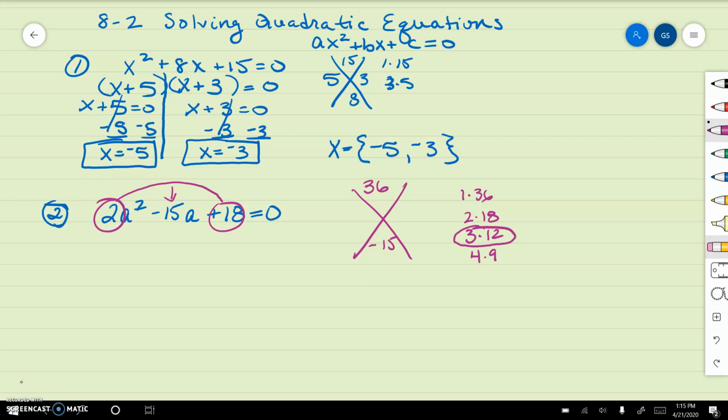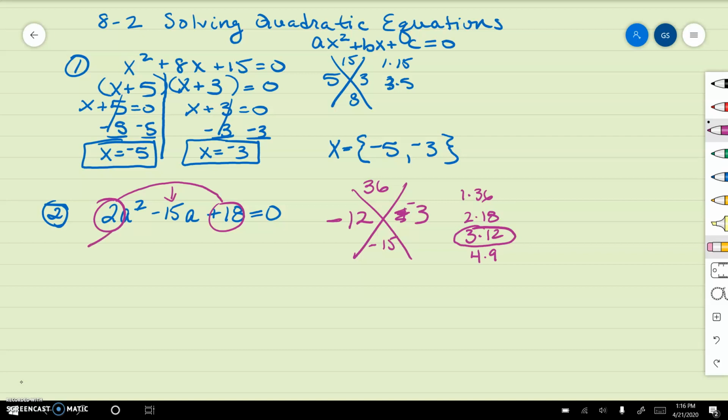3 and 12. 3 plus 12 is 15, that's close. 12 plus 3 equals 15. We want the opposite of that. That means we change all the signs to the opposite. So positive 12 becomes negative 12, and positive 3 becomes negative 3. Now check it again. Negative 12 times negative 3 is positive 36. Negative 12 plus negative 3 is negative 15.